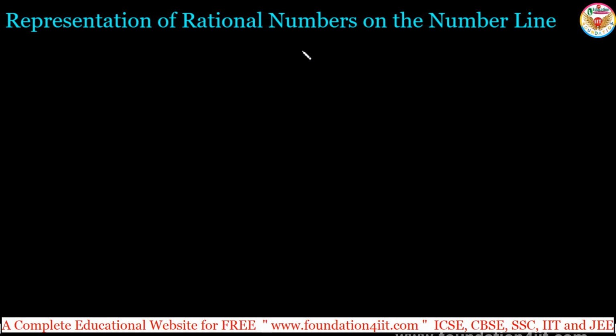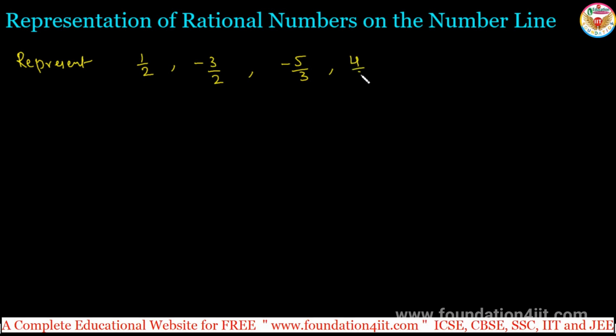So we have 2-3 methods. One simple technique we'll see is how to represent any rational number on the number line. For example, let us take one question. Represent 1 by 2, minus 3 by 2, minus 5 by 3, and 4 divided by 3 on a number line.